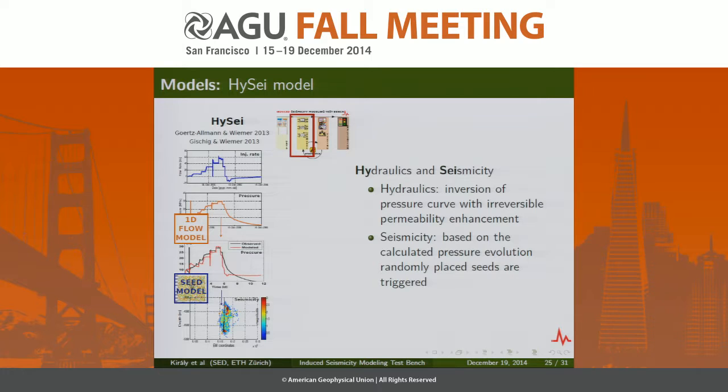The second model is the HySei model, which is the hydraulics and seismicity model. In the first part of the model, we invert for the pressure curve with irreversible permeability enhancement with a 1D radial symmetric flow model. In the second part, we use the calculated pressure evolution in the reservoir to trigger randomly placed seeds in the reservoir. So we have 1,000 synthetic catalogs that we generate with this model.